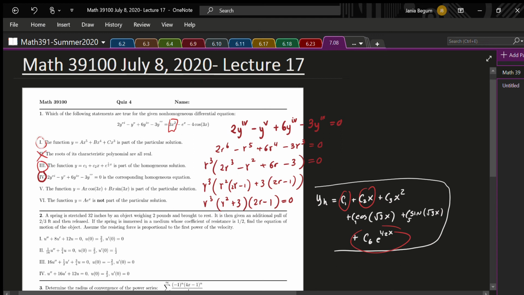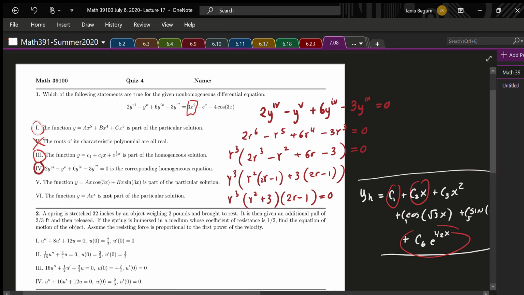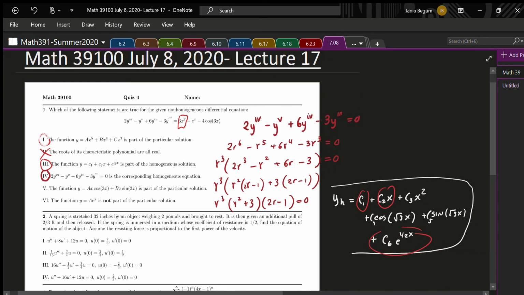And then 5, the function y equals ax cosine 3x plus bx sine 3x. Is that part of particular solution? Almost, right? It would have been if we didn't multiply by these x's. So that's not true. And then number 6, the function y equals a e to the x is not part of the particular solution. It is. You need that function because of this piece right here. So this is also a false statement. So the correct choice for this one would be 1, 3, and 4.